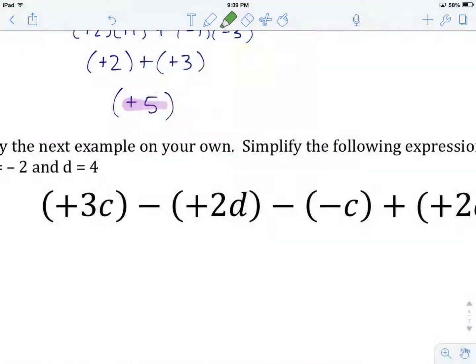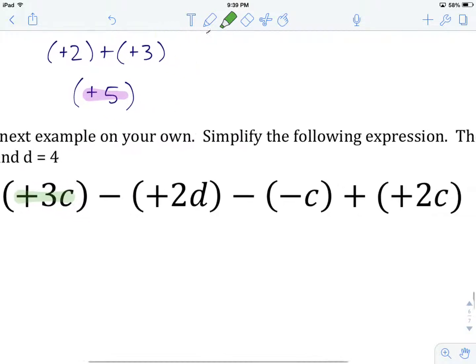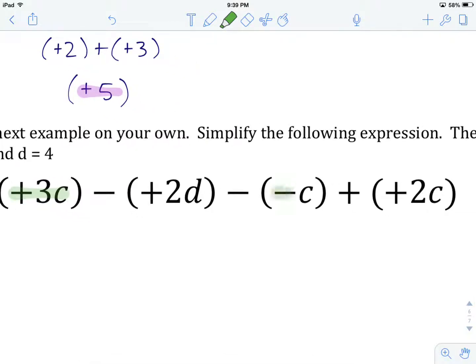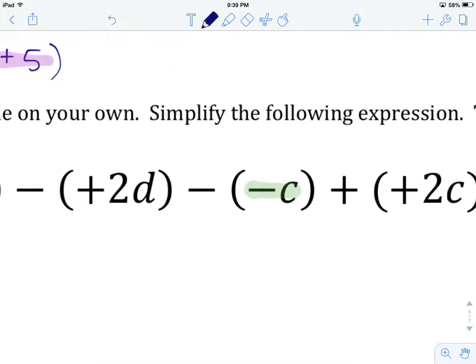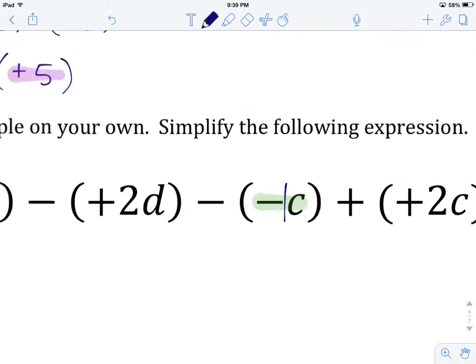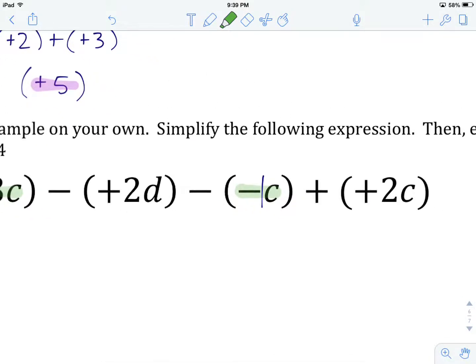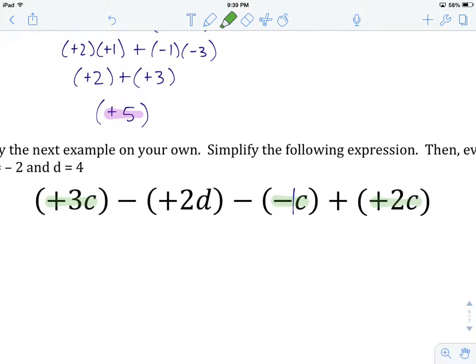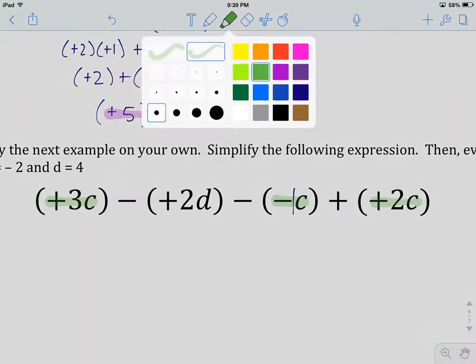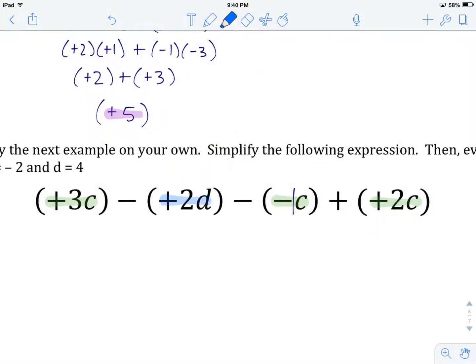Again, we want to start by finding our like terms. So here we have our positive 3c. We look down the line. There is a negative, I'm going to write it in, a negative 1c. And we'll also notice the last term also contains a c, positive 2c. Is that okay? Sure, we can have 3, 4, as many terms as we like that are alike. And the only term remaining after we're done that is a positive 2d. It's all by itself, so we're just going to leave it.